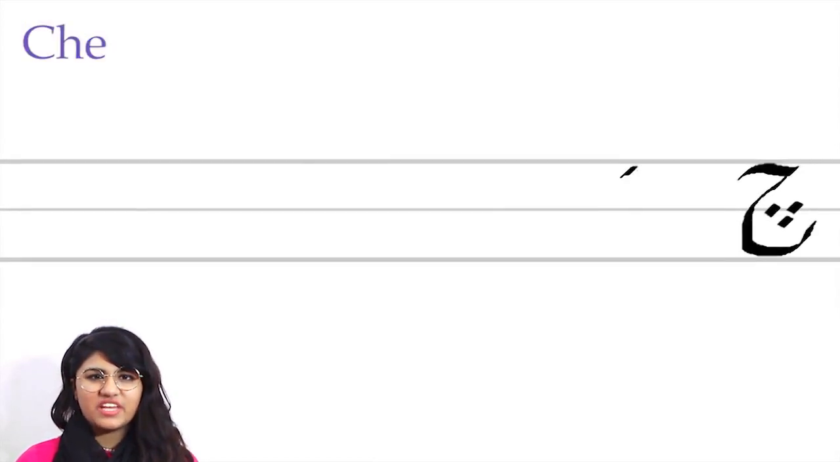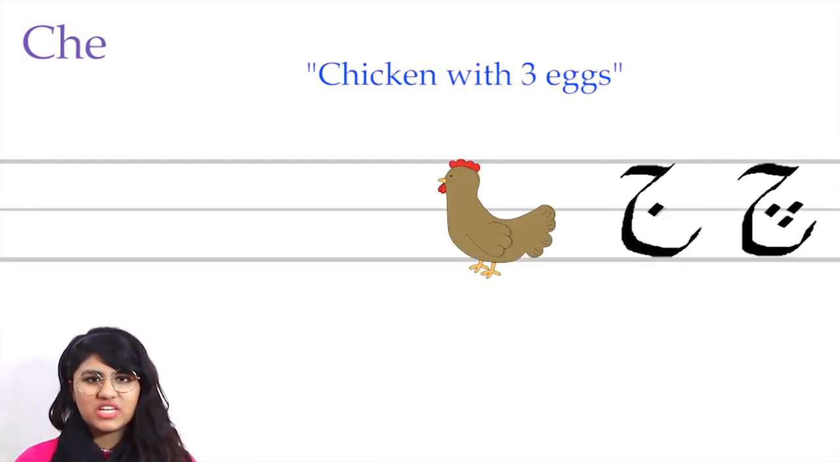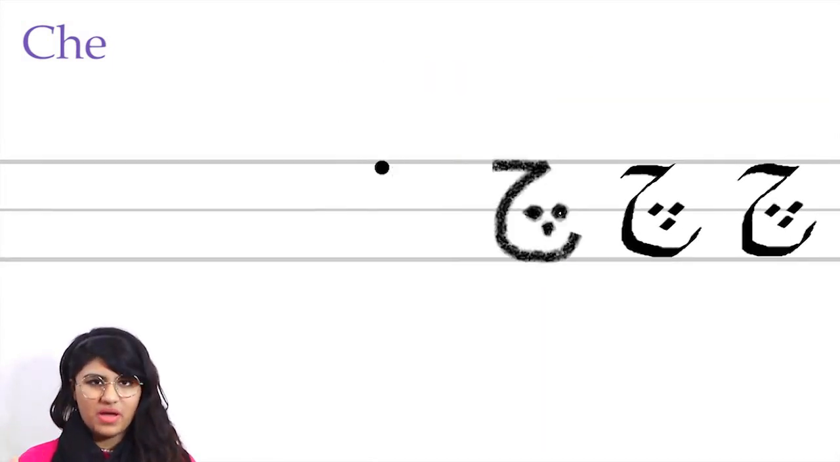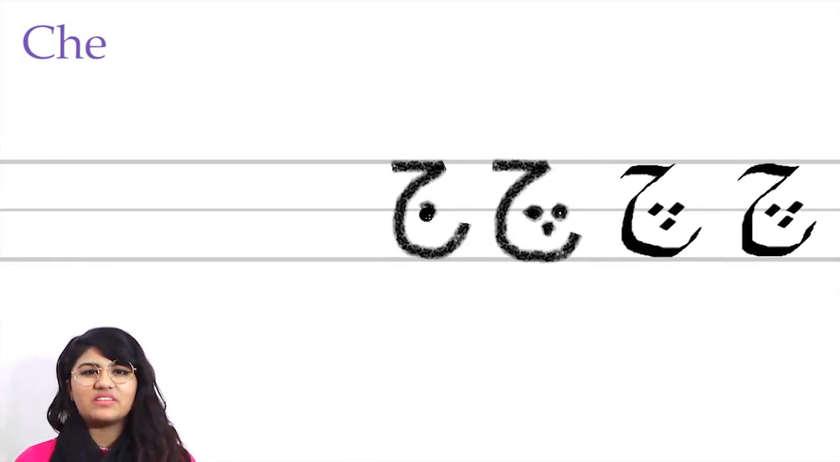Next is Che. You're gonna do the same thing, make that lamp. So for Che, think of chicken. You have this chicken with 3 eggs. So it's 2 dots on the top and 1 on the bottom. And once more, head, make the tail, and it's eggs, the 3 eggs.